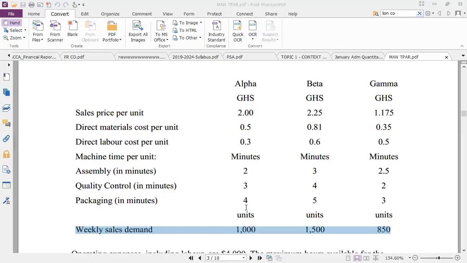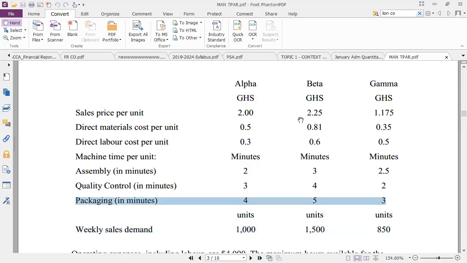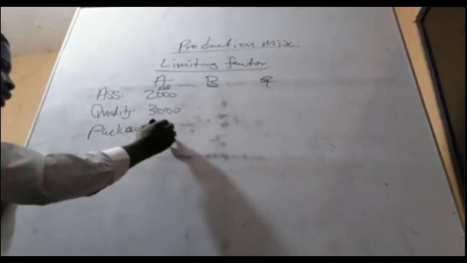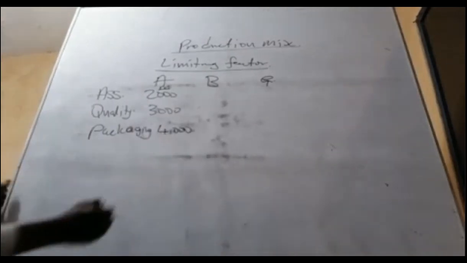So now you see the game, right? So now you can flow with me. Then when we go to packaging, I need 4 minutes. But I'm producing 1,000. So that means I'll spend how many minutes? 4,000 minutes. So now let's see. How do you know how you are getting the 4,000? Yes. Then I'll go to beta.